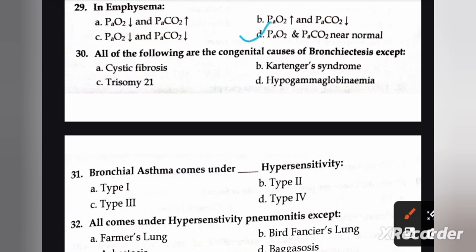Next question is, all of the following are congenital causes of bronchiectasis except A. Cystic fibrosis, B. Hartinger's syndrome, C. Trisomy 21 and D. Hypogammaglobulinemia. The right option is C. Trisomy 21. Next question is, bronchial asthma comes under dash hypersensitivity. Options are A. Type 1, B. Type 2, C. Type 3 and D. Type 4. So the right answer is bronchial asthma comes under type 3 hypersensitivity, C.